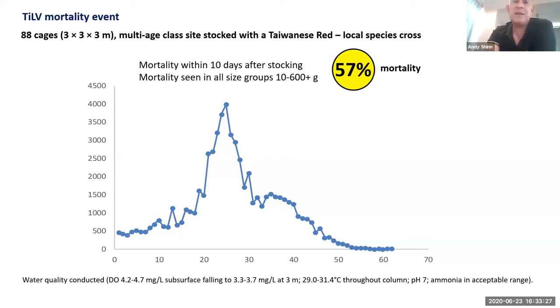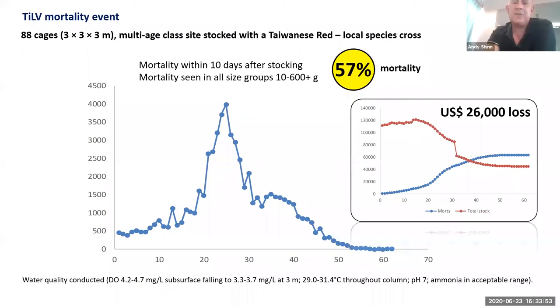And unfortunately, what they had is they actually had young fish next to large fish, which were actually being harvested out. So as soon as the large fish were being harvested out and they were losing mortalities to TILV in the large fish, they were immediately stocking with young fish. They were becoming infected within a matter of days. And as I said, as a consequence, this particular site, just over this two-month period, lost $26,000 worth of stock in this one site to TILV.